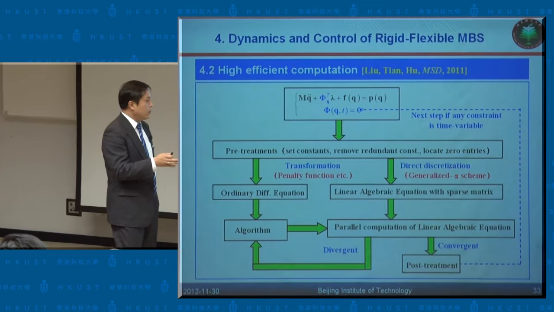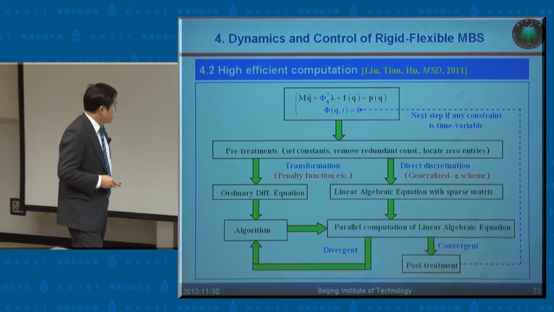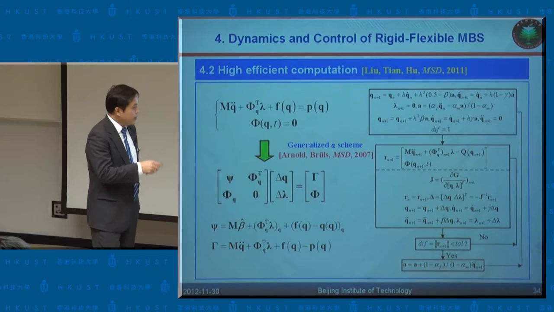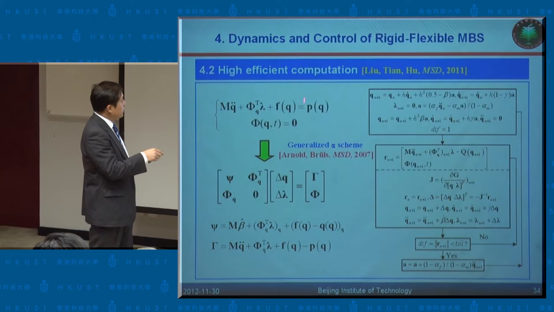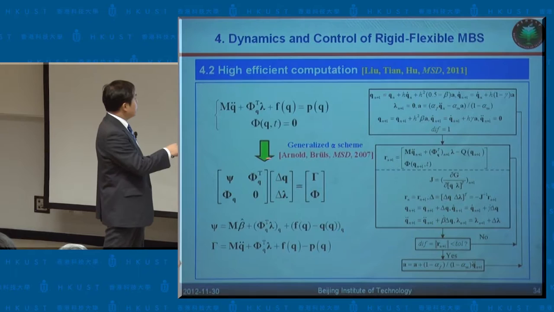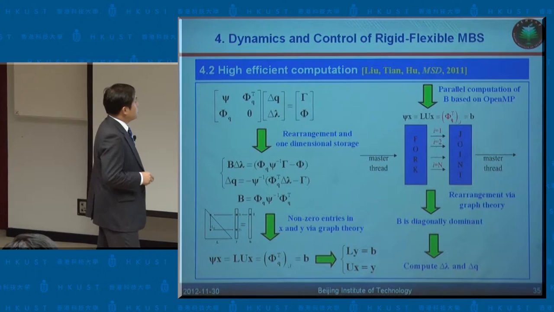Otherwise, go back to your original equation of the system. I'm not going to talk about these mathematics in detail, but I have to emphasize that here is the problem we need to solve, and after the discretization, we will solve this kind of linear algebraic equation. And to use parallel computation, we need to do some numerical work.